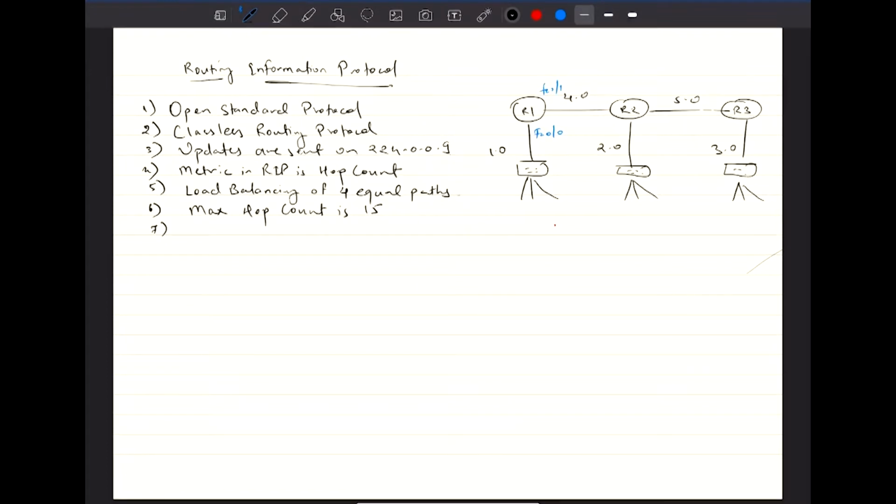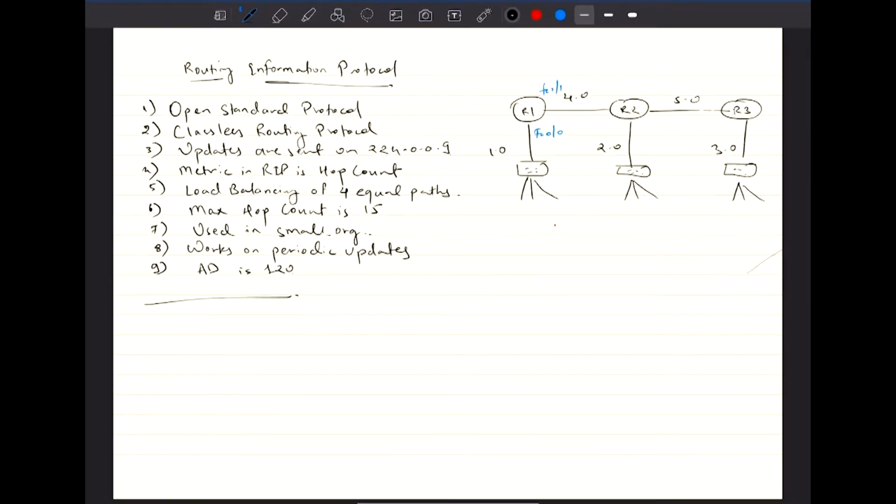Then seventh, it is used in small organizations. And eighth, it works on periodic updates. And ninth, the administrative distance is 120. These are the parameters or the important factors that we need to discuss about this.